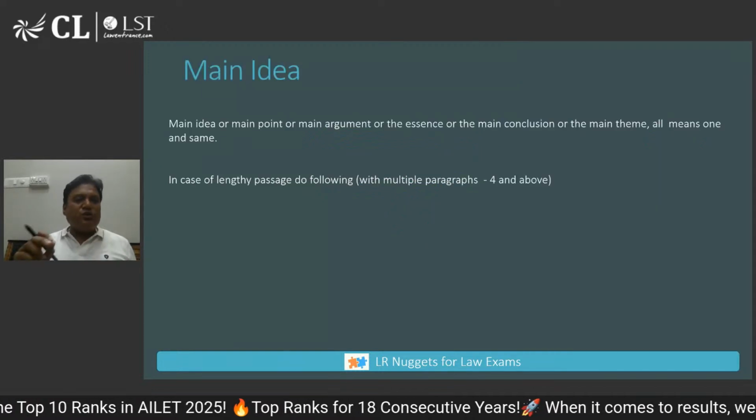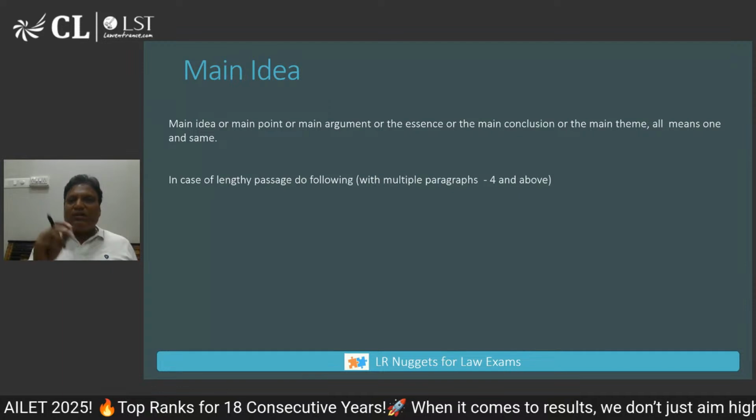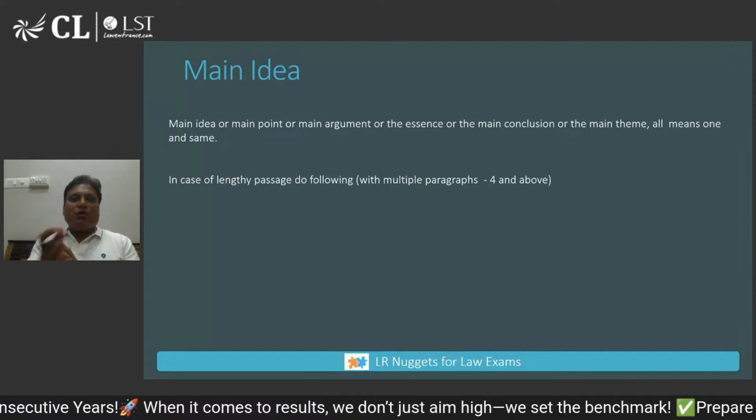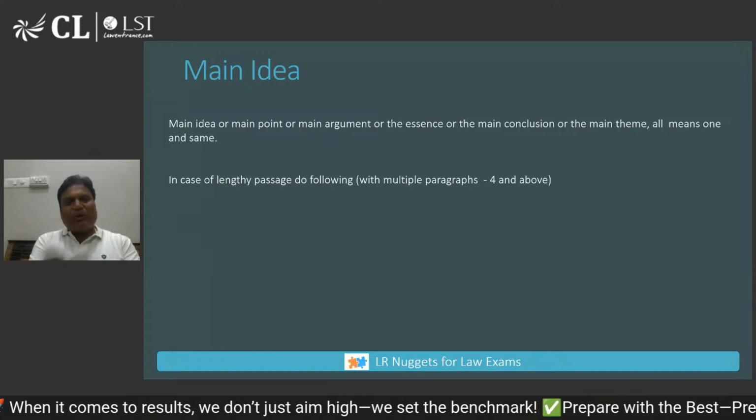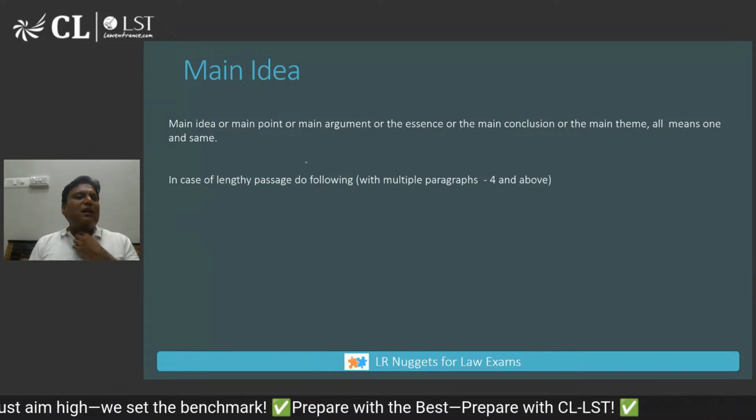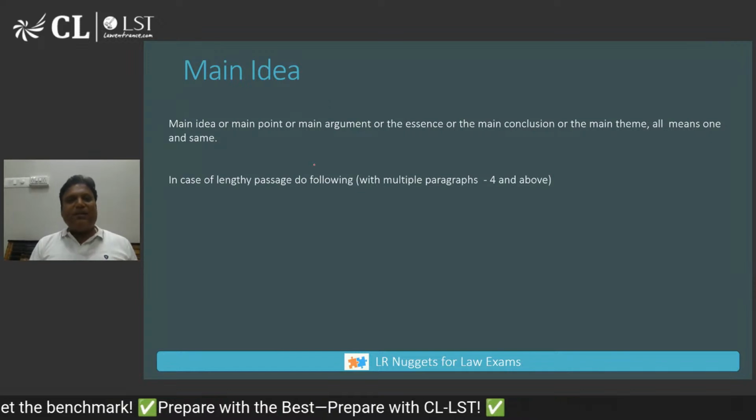Firstly, we will try to understand what the main idea is, and then we will read a passage and apply what I tell you. We will perhaps do it in a couple of passages, if time permits maybe 3 passages, and then we will see how to identify the main idea.